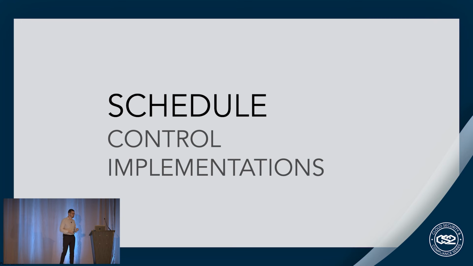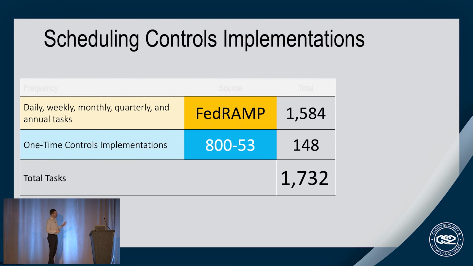And then finally, scheduling controls implementations. This is probably an area where I don't have a lot of concrete guidance for you because there's so many different ways that you can go after this. But again, just to run a little bit of a thought experiment here. If I just take my responsibilities under the FedRAMP moderate baseline, and I just look at the FedRAMP parameters for frequency, for how often I have to do a thing, for all my daily, weekly, monthly, quarterly, and annual tasks under FedRAMP moderate, I have 1,584 activities to perform every year.